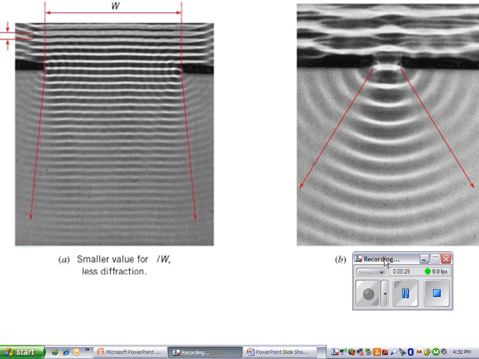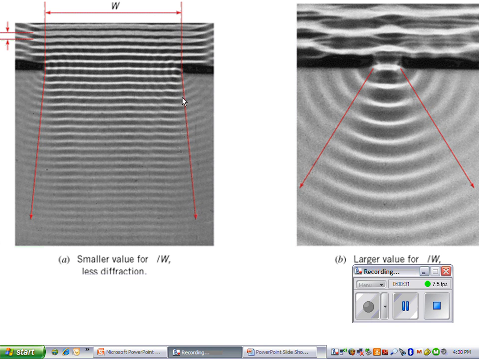So here are two pictures of single slit diffraction. Here you'll notice that the width of the slit, W, the width of that single slit, is pretty large compared to the wavelength, which is pretty small. So you get much less diffraction. Not a lot of diffraction occurs on those edges.